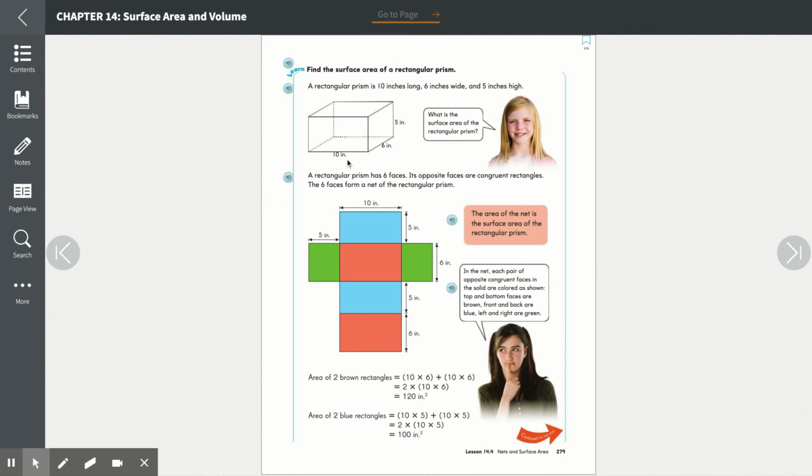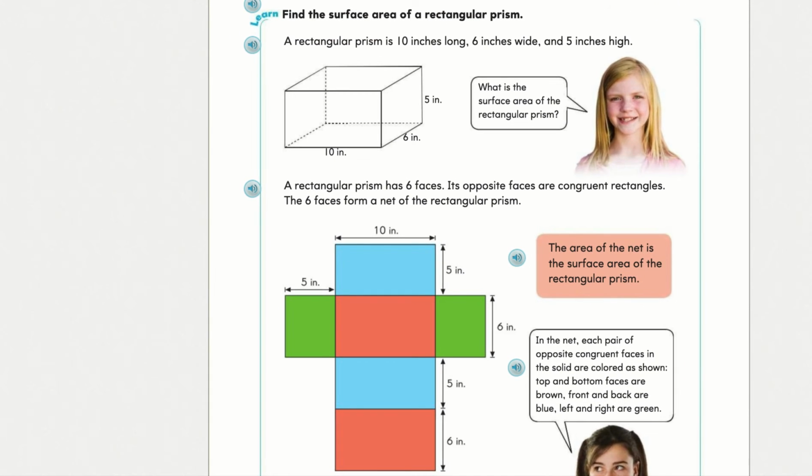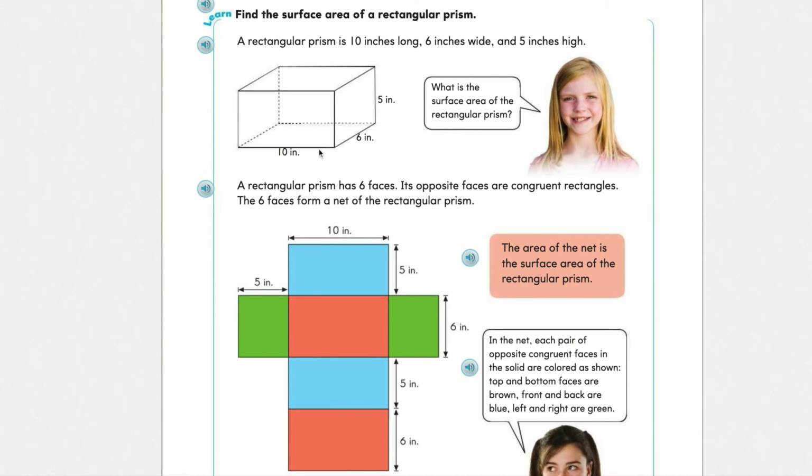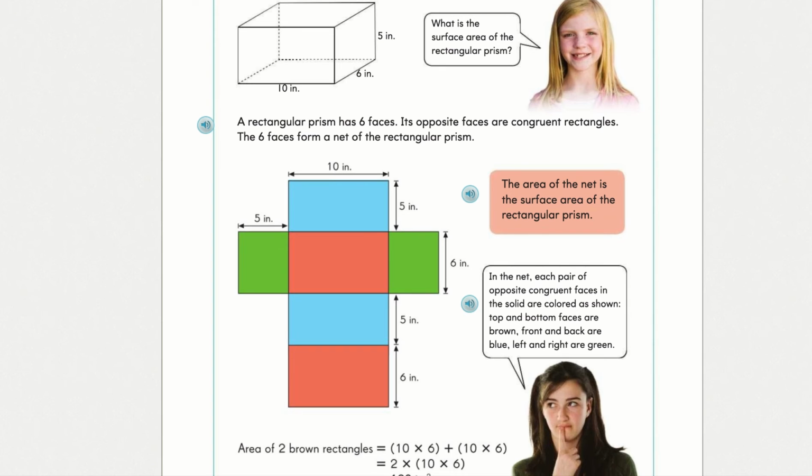Finding the surface area of a rectangular prism. This rectangular prism is 10 inches long, 6 inches wide, and 5 inches high. So how would we figure out the surface area? We'd have to cut it apart and form a net. So a rectangular prism has 6 faces. Its opposite faces are called congruent rectangles. So the ones that are colored green, those are congruent because they're the same size.